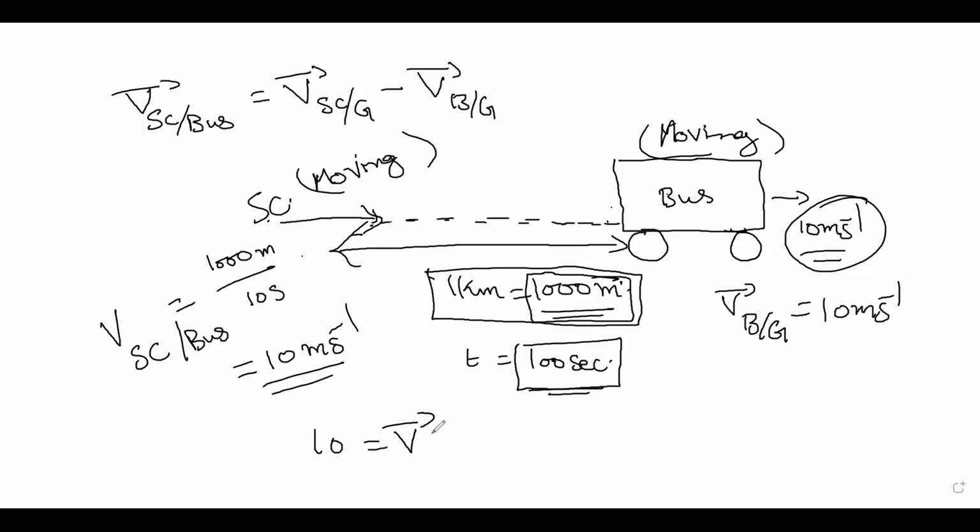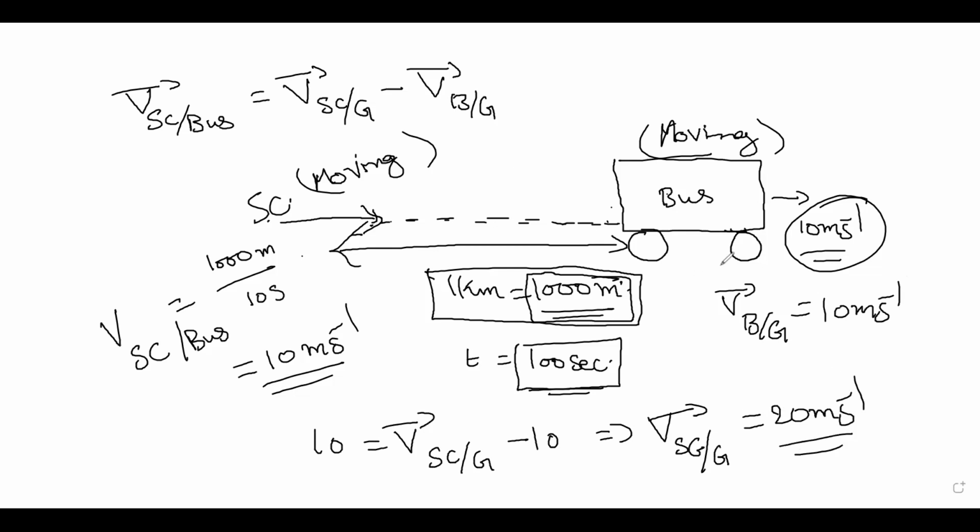Velocity of scooter with respect to ground is what you have to find. Minus 10 is there here, that is the bus. So here you go. The velocity of scooter with respect to ground should be 20 meters second inverse in order to catch up the bus. Hope you understand.